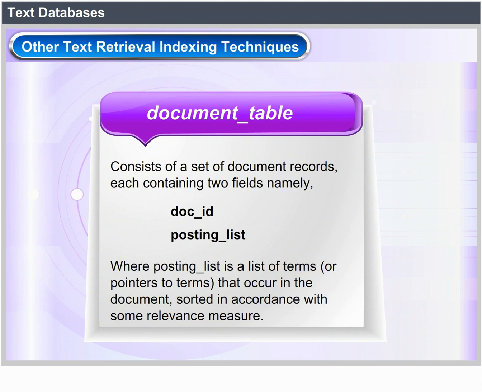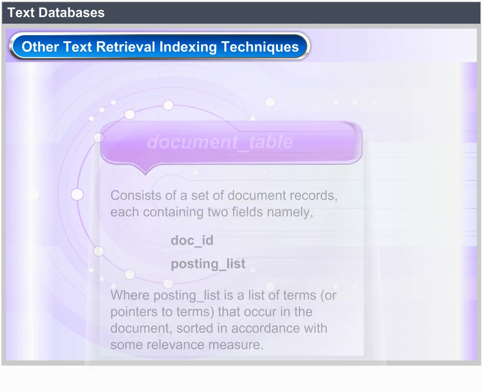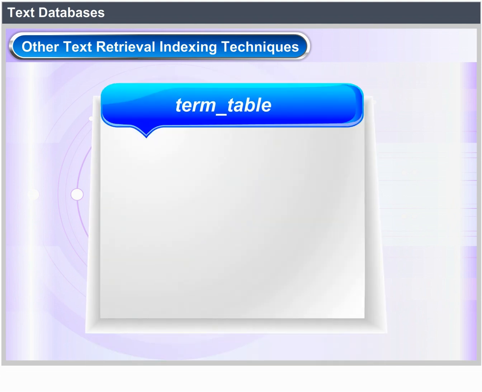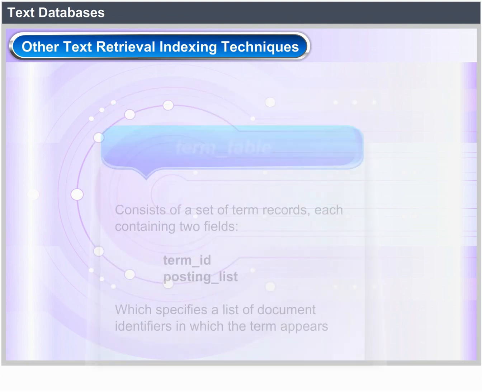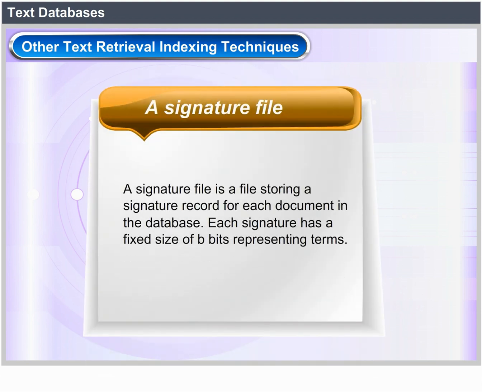Term table consists of a set of term records, each containing two fields, term ID and posting list. Here, posting list specifies a list of document identifiers in which the term appears. A signature file is a file that stores the signature record for each document in the database. Each signature has a fixed size of B bits representing terms.